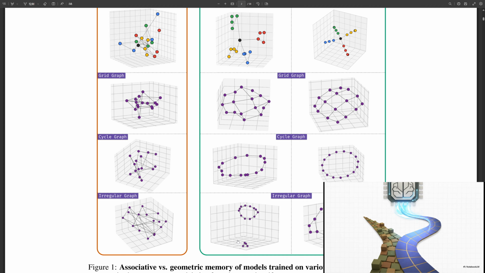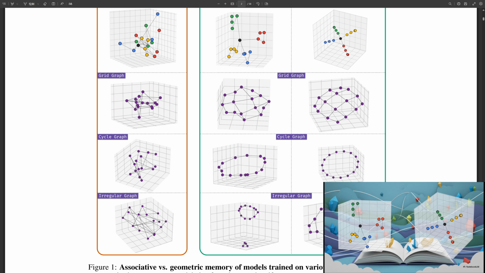The paper suggests this is because of an inherent inductive bias, specifically a spectral bias, which is a really technical way of saying these models seem to have a built-in preference for finding smooth, low-frequency patterns in data, like organizing points along a clean line instead of just memorizing a jagged, chaotic list of connections. It just prefers elegance. Now, check this out.